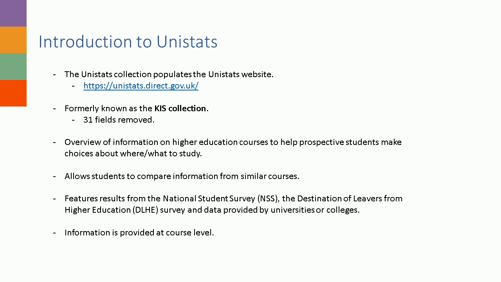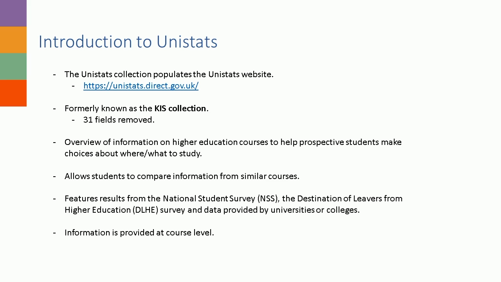So, just to give a brief introduction, Unistats is an overview of information on HE courses to aid students' study choices and allow them to compare information across similar courses. Previously, this was called the Key Information Set, or KIS. It includes information on student satisfaction measures provided from the NSS, as well as employment status from the DLHE. Information provided by yourselves via the submission system, such as location information, is also included.